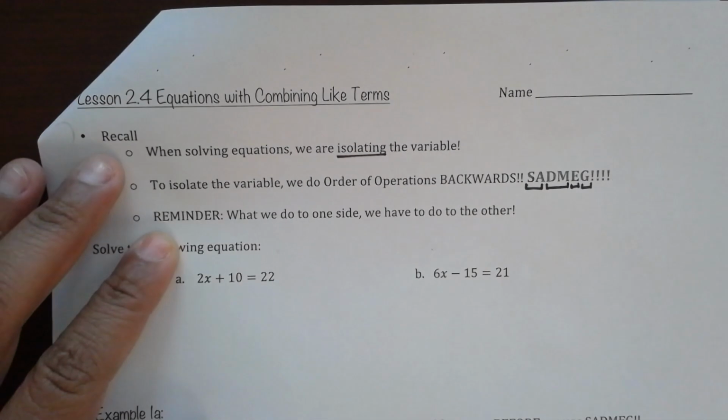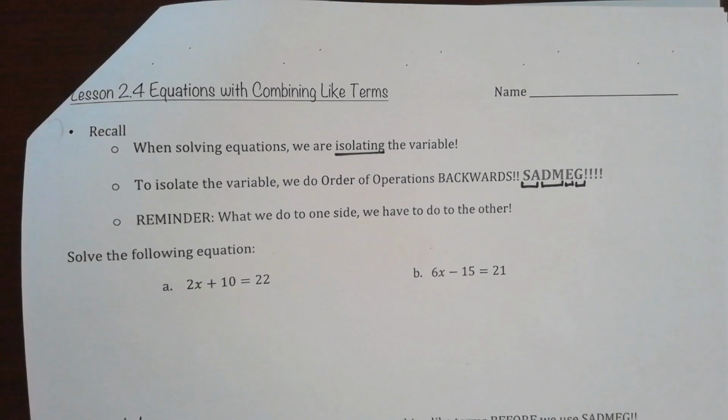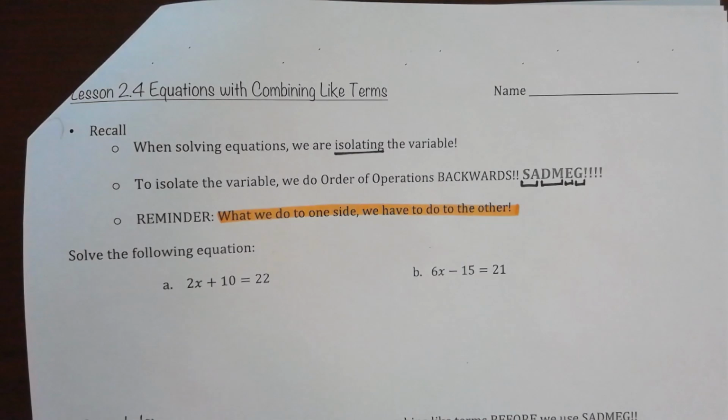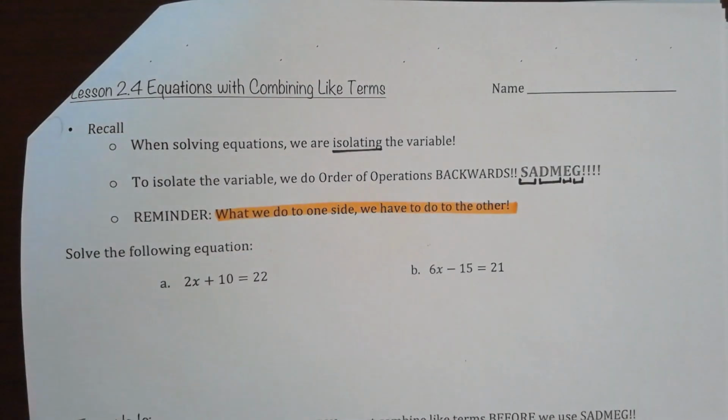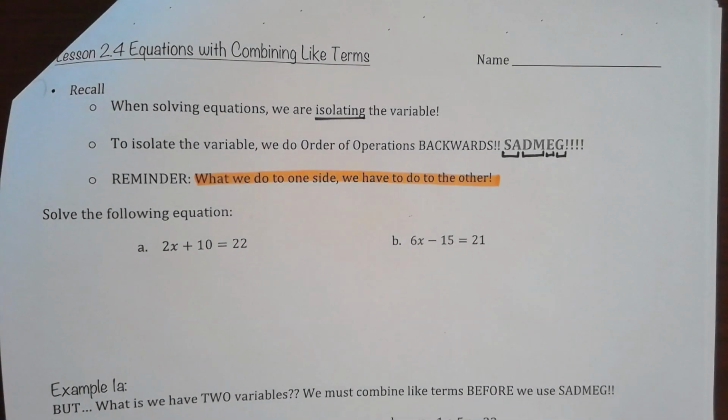The reminder is, what we do to one side, we have to do what? To the other. That will always be a consistent thing that we say over and over and over again. If you fail to do this, you will fail to understand how to solve an equation correctly. So to solve the following equation, I have 2x plus 10 equals 22. What's the first step here?